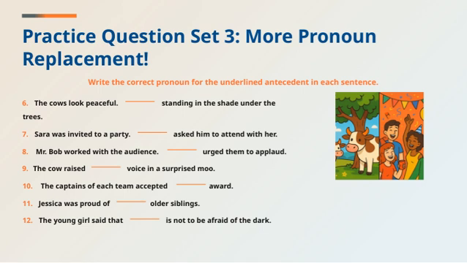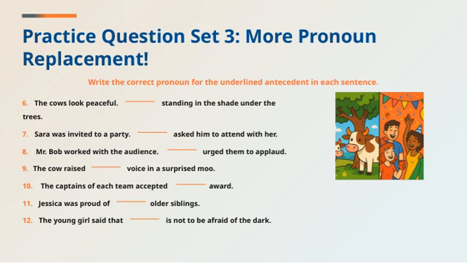On slide 11, again, we see the importance of recognition, as the captains of each team accepted their awards with pride. Next, slide 10 introduces a fun moment where the cow gave a surprised moo, raising its voice unexpectedly. It's a playful example of expressing emotions. Then, on slide 9, we see someone urging others to applaud, highlighting the importance of encouragement and support in group settings.